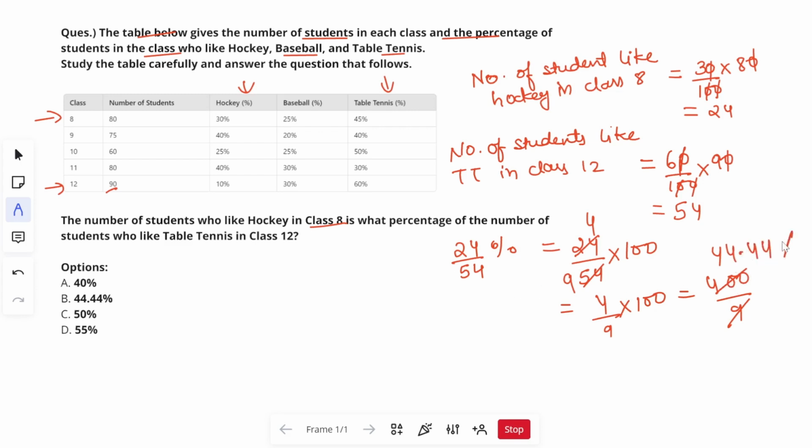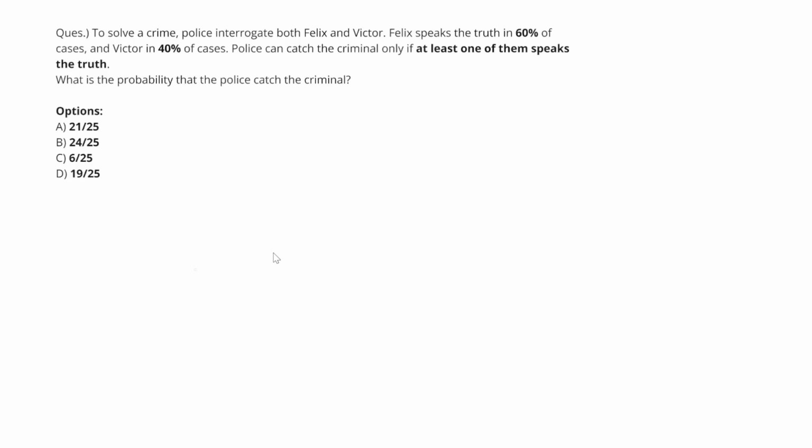So the correct answer in this case is going to be option B, which is 4.44. Hope you have understood the logic. Let's now move on to the next question. Let's look at this question.